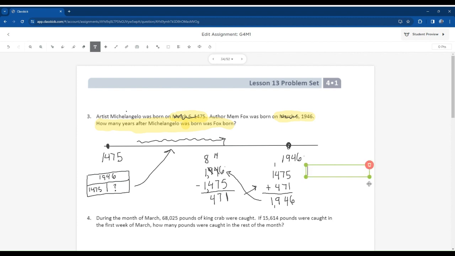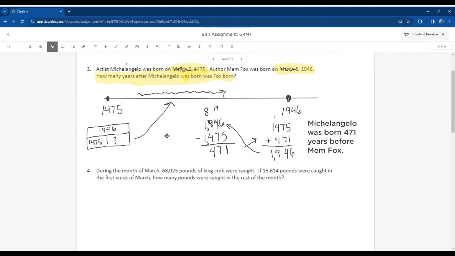So to use a sentence to answer, we could say, Michelangelo was born 471 years before Mem Fox. Or I can turn around and say Mem Fox was born 471 years after Michelangelo. A couple different ways I could phrase my sentence in order to answer the question being asked.